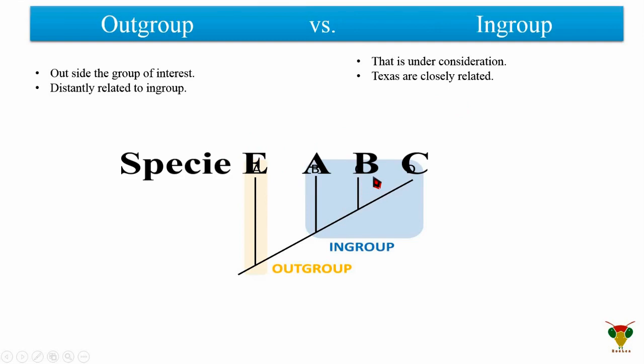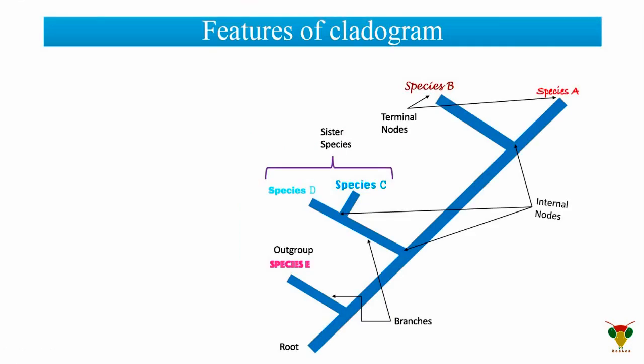Next we are going to study about the features of cladogram. There are 4 features of cladogram, which are as follows. Number 1. Root. The root shows the ancestor that all organisms in the cladogram share. The root in the cladogram shown here is the last common ancestor of species A, B, C, D, and E.